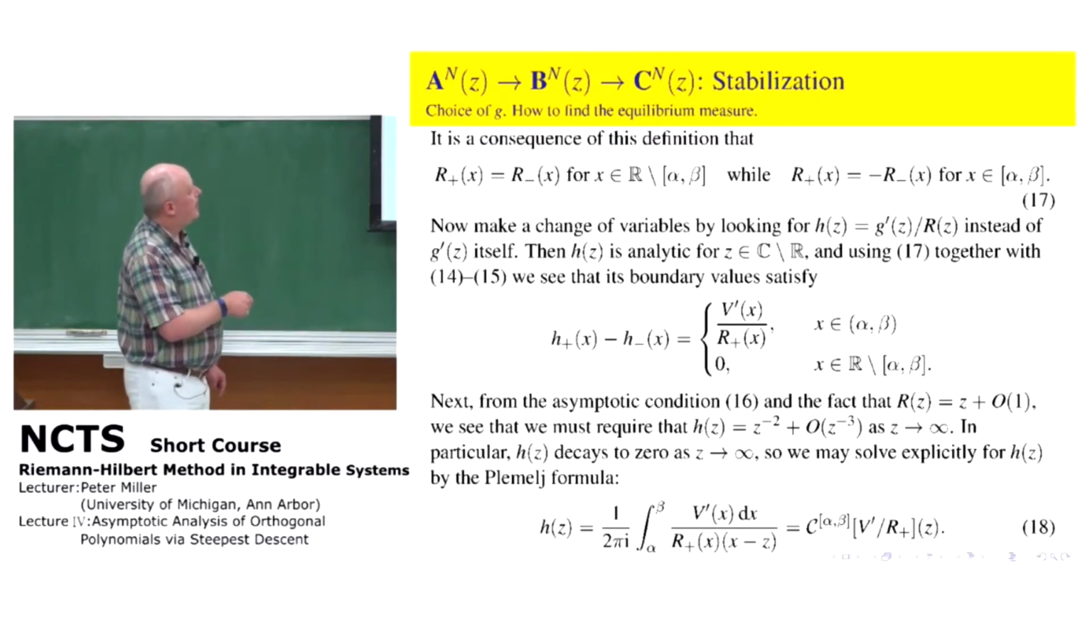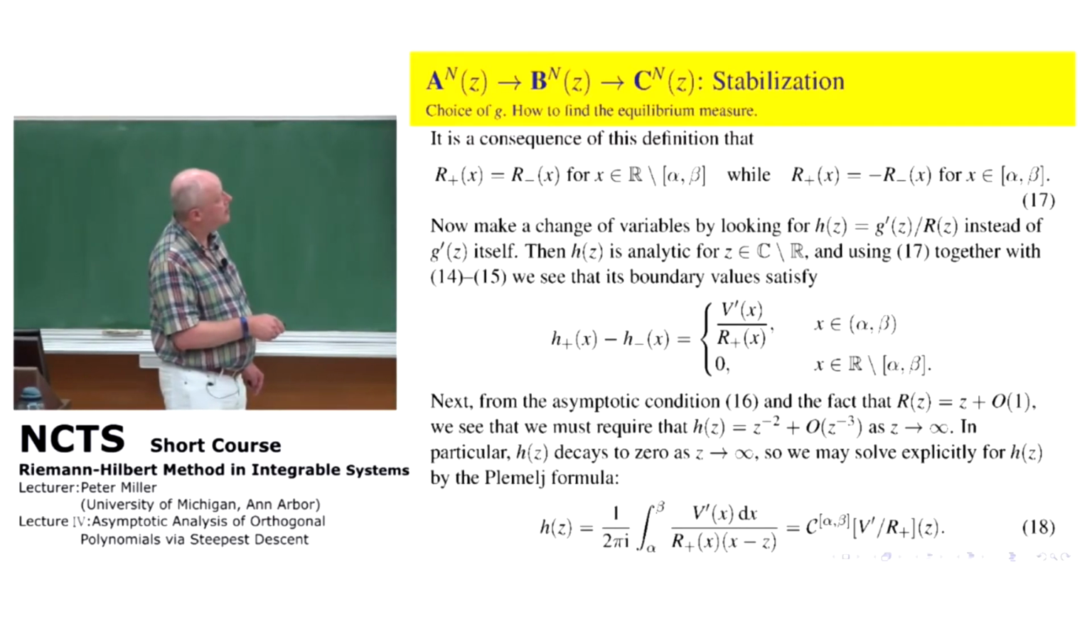Okay, so from the asymptotic condition on g prime, which should be like 1 over z squared, and the fact that r of z is like z at infinity, we see that this h has to be z to the minus 2 plus big O of z to the minus 3 as z tends to infinity. So this is a condition on h now, and I have the difference of the boundary values as something given at every point on the real line, and this h goes to 0 for sure because z to the minus 2 decays at infinity.